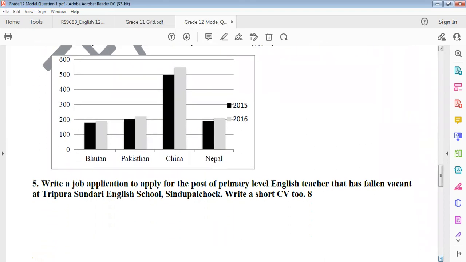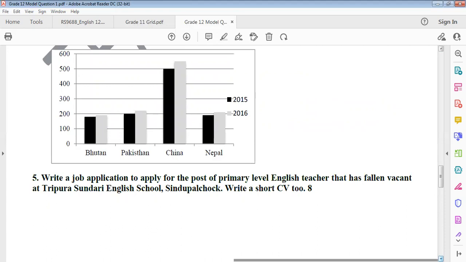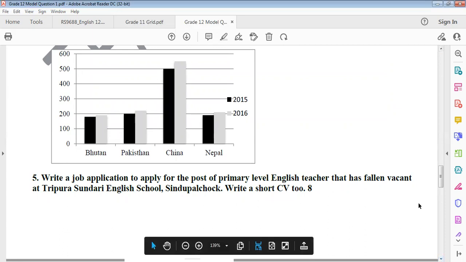And number 5, you have been given a job application. Write a job application to apply for the post of primary level English teacher that has fallen vacant at Tripura Sundari English School, Sindapal. So write a short CV too. If you have problem in writing job application and CV, I have already uploaded the video for grade 11 and 12 writing task. You can go through that video also.